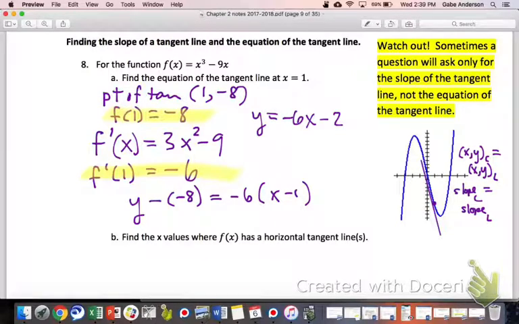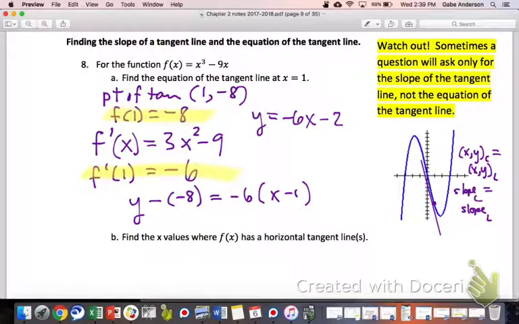And so hopefully that all makes sense between the graph and the process we just did and the equation that we ended up with. Do you have any questions? Fantastic. All right, so let's take a look at B then. B says find the x values where f of x has a horizontal tangent line or tangent lines. So let's think this through. A horizontal line has what kind of slope? 0.